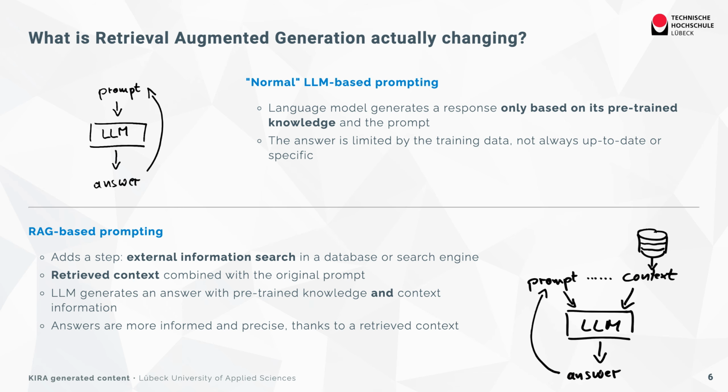In contrast, retrieval-augmented generation changes this process by introducing an additional step. Instead of just giving the prompt to the language model, the prompt is also used to search an external data source, such as a database or search engine, to retrieve relevant context or information. This context is combined with the original prompt and fed into the language model. As a result, the language model generates an answer using both its pre-trained knowledge and the newly retrieved information. This method leads to more informed and accurate answers, because the language model can incorporate up-to-date and specific data.